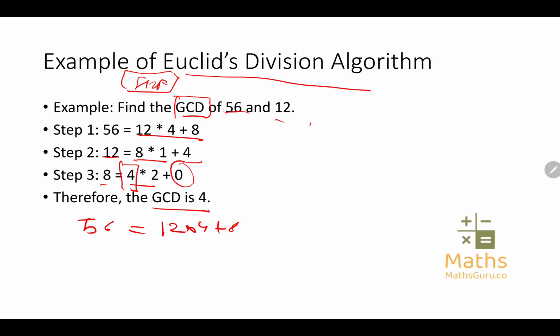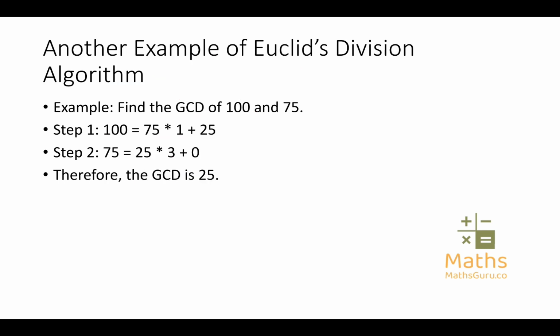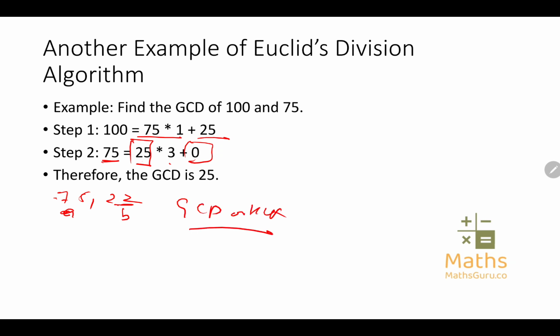Let's take one more example before we close this video. 100 and 75. 100 can be represented as 75 into 1 plus 25, and 75 can be written as 25 into 3. As we mentioned, it's a relationship between two integers. So if we take 75 and 25, here a is 75 and b is 25, so 75 is 25 into 3 plus 0. Now you can see the 0. So 25 would be the GCD or HCF of these numbers.